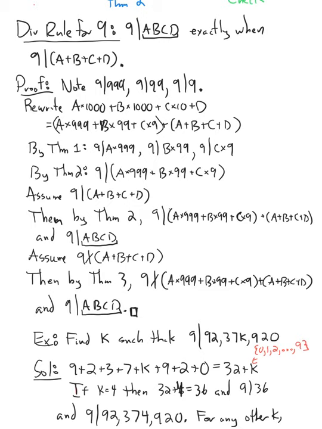So, basically, look at this and ask yourself if 3 is a factor of 999, 99, and 9, and if it is, then you can just modify this proof by changing all of these 9s to 3s, and you're good to go. And in fact, of course it is. So, the divisibility rule for 3 is the same. If the sum of the digits is divisible by 3, then your number is divisible by 3, and if it isn't, then your number isn't.